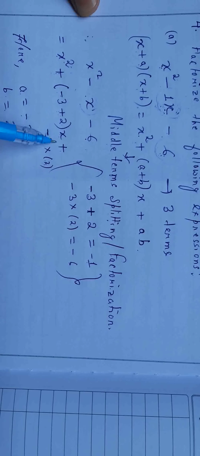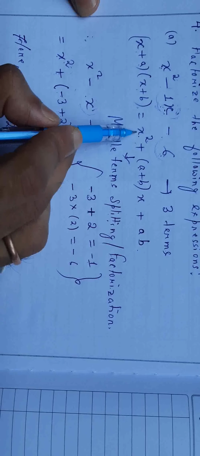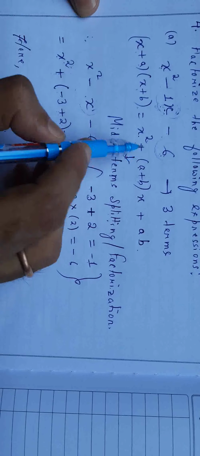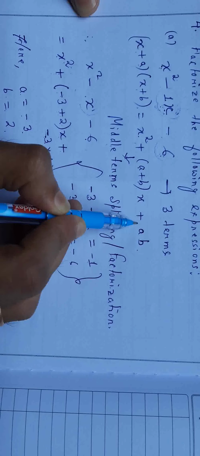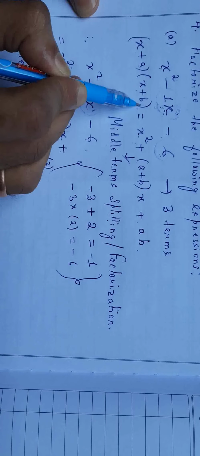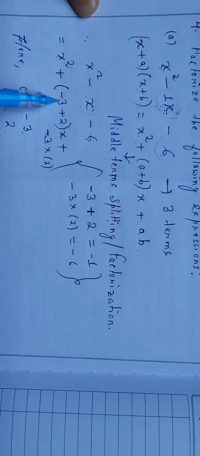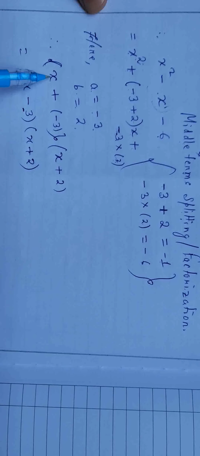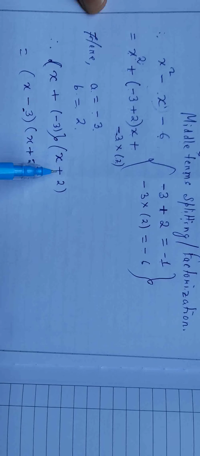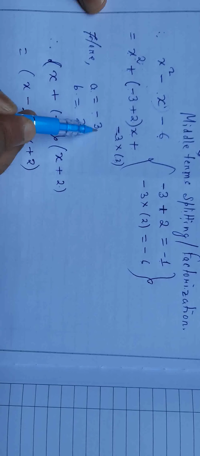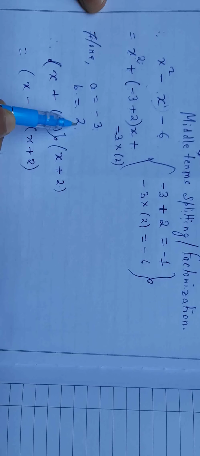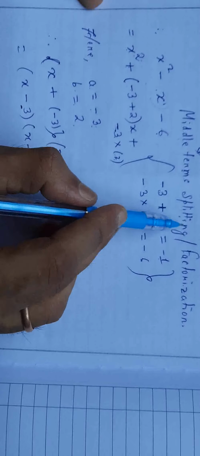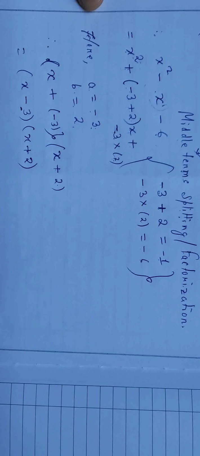Now when you write the expression in this manner, it is equivalent to the right hand side of the fourth identity that we have seen in the last class, which is x square plus a plus b x plus ab, which equals x plus a and x plus b. So x square plus a plus b x plus ab equals x plus a into x plus b, where a is minus 3, b is plus 2. So this method is called middle term splitting or middle term factorization as well.